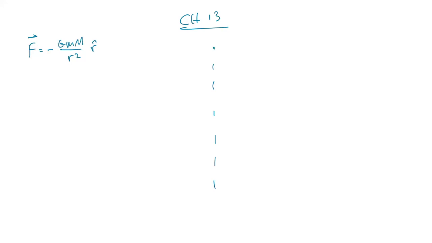Do you need to write big G down on your sheet? Of course not. You probably already know it. You've used it so much, right? 6.67 times 10 to the minus 11, right? But I'll have it for you on the exam.